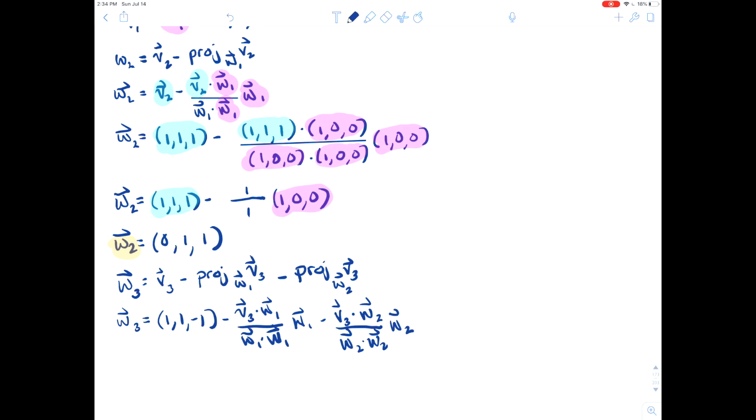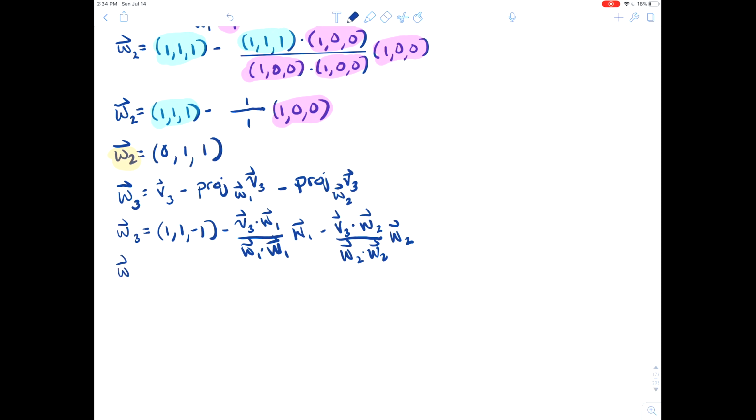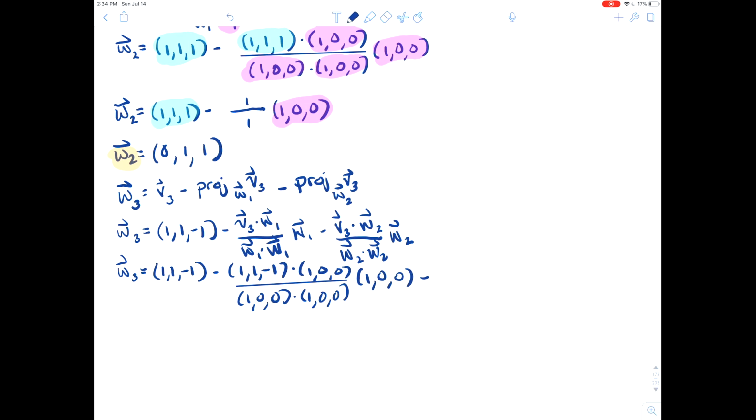Cool, cool? All right, so here we go. W3 will be 1, 1, negative 1, minus 1, 1, negative 1, dot 1, 0, 0, divided by 1, 0, 0, dot 1, 0, 0, which we found to be 1 already. And then times 1, 0, 0, the vector. Minus, what's next? Well, we got to use V3 again. So 1, 1, negative 1, dot, what was W2? Beautiful. 0, 1, 1, divided by 0, 1, 1, dot 0, 1, 1, times 0, 1, 1.